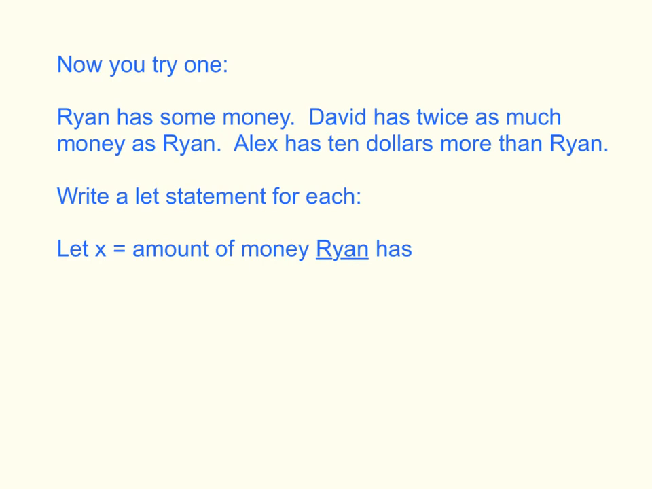Let's try again. Ryan has some money. David has twice as much money as Ryan. So I underlined twice because it's a key word. And then we have Alex, who has $10 more than Ryan. So I want you to write a let statement for each. So I'm going to start you off.